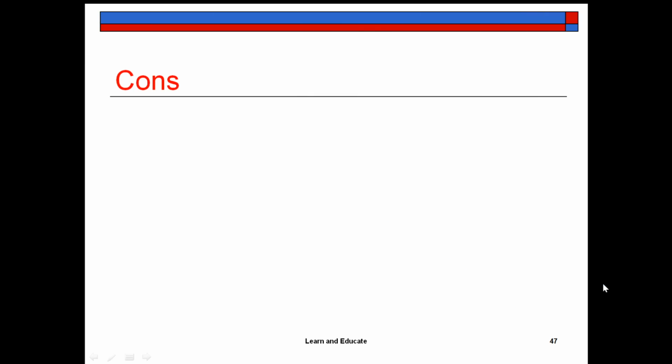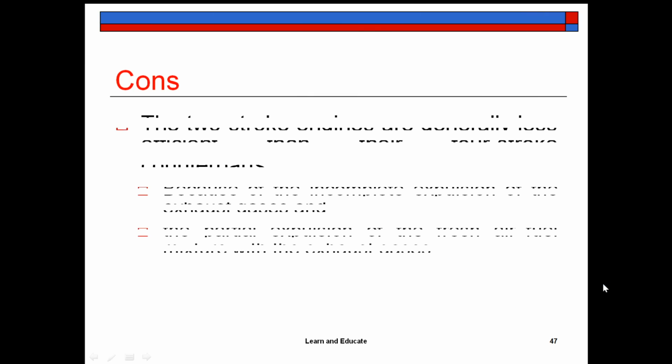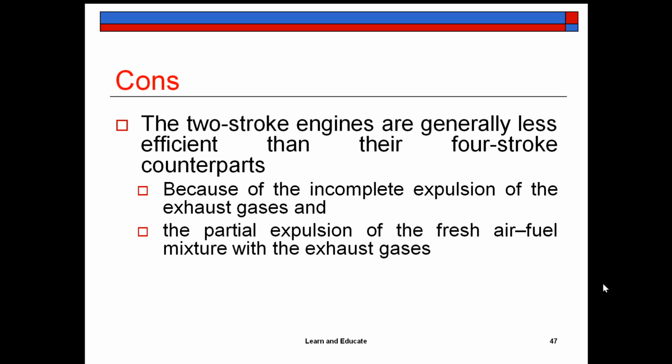Now let us see what are the disadvantages of the two-stroke engine. Generally they are less efficient than their four-stroke counterparts because of incomplete expulsion. Not all the combustion products will be expelled through the exhaust port because there is a very short period of time during the movement of the piston from top to bottom. Then, as I mentioned earlier, there is the expulsion of fresh air fuel mixture. Even though a deflector is provided, there are chances that the fresh fuel air mixture may get expelled.